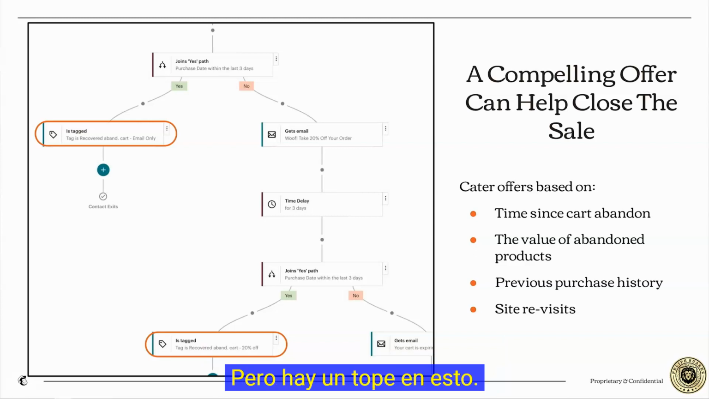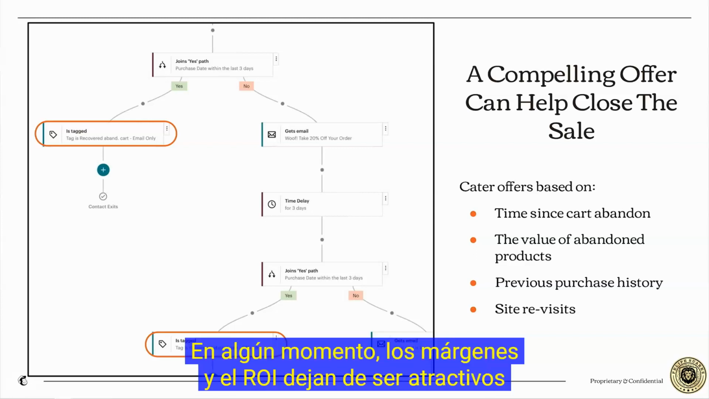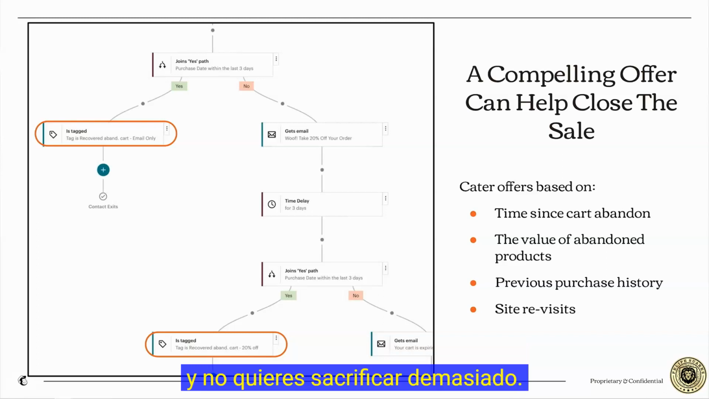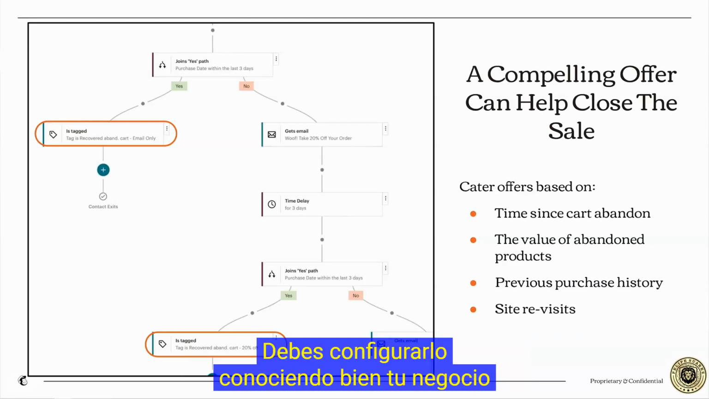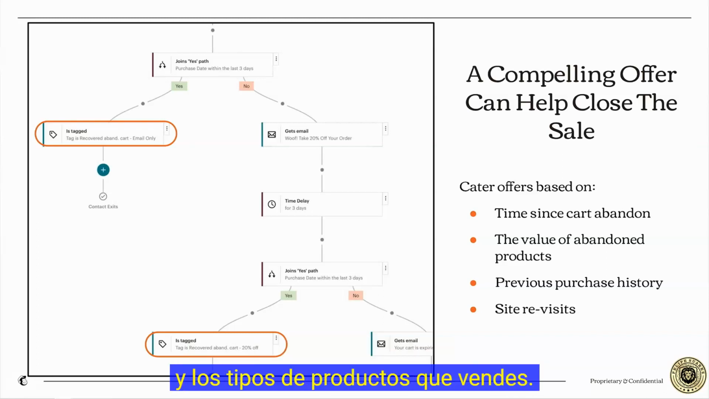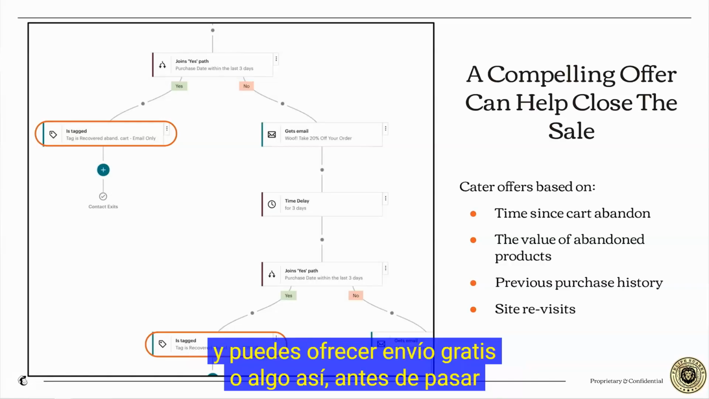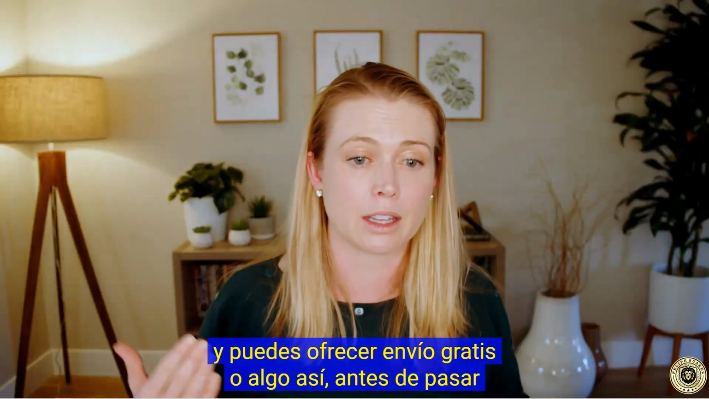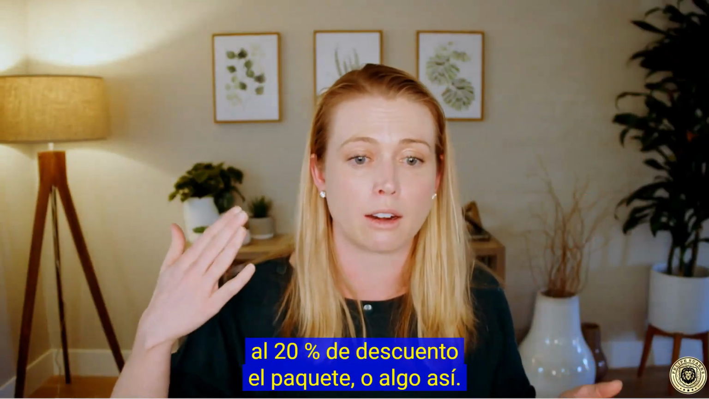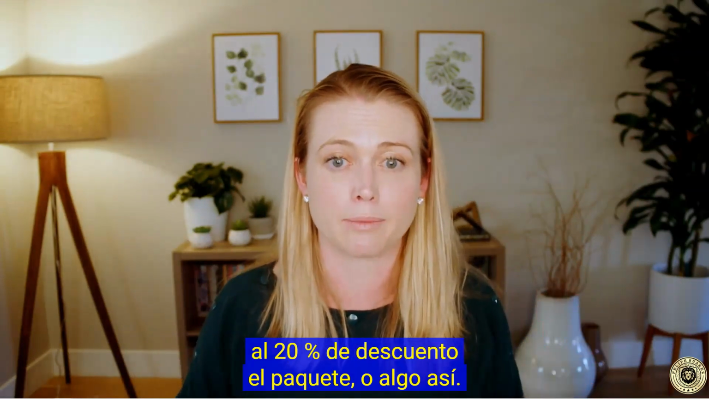There is a cap on this though. At some point the margins and the ROI on this doesn't make sense and you don't want to give away too much. You have to build these out truly knowing your business and the types of products that you're selling. This is a great way to test different types of offers and maybe you give a free shipping offer, something like that before you move into 20% off your total order or something like that.